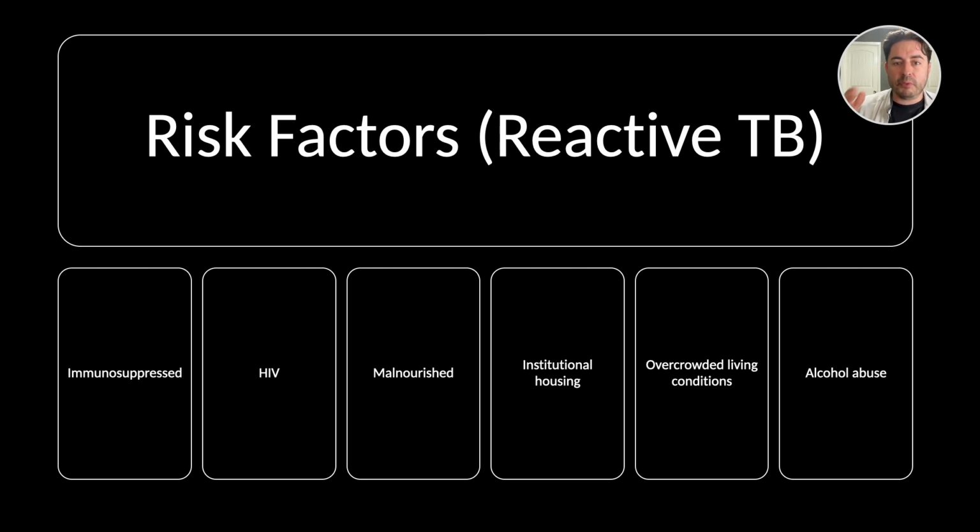Risk factors that move from latent TB over to reactive or active TB, like we talked about: immunosuppressed. Go ahead and circle the immunosuppressed. Organ transplant, cancer patients, HIV patients, patients that are malnourished, patients that are moved into institutional housing or overcrowded living conditions, jail, nursing homes, homeless shelters. All of those increase our risk for getting TB and moving into reactivation TB.